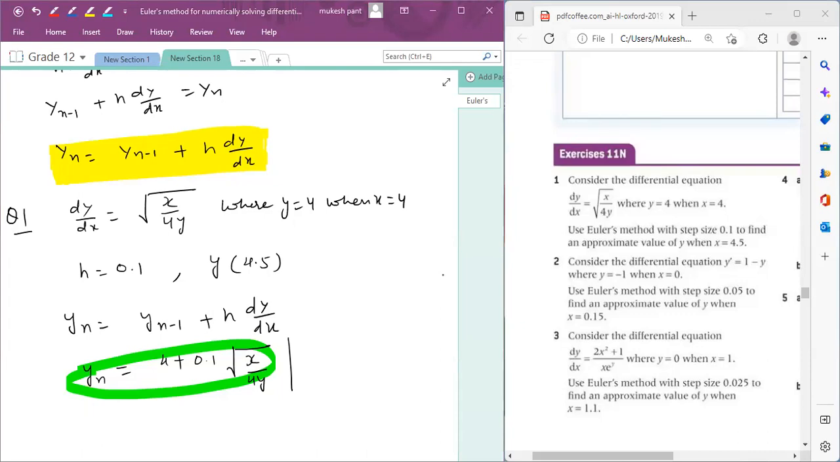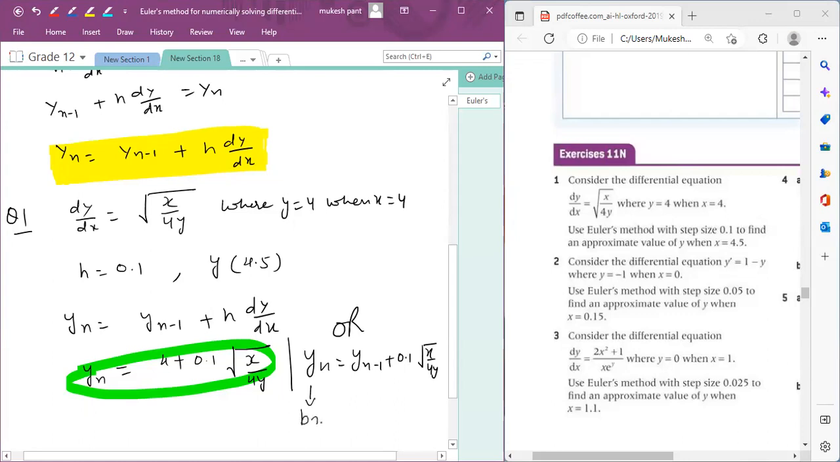Or you can write simply yn equals to yn minus 1 plus 0.1 and derivative is x over 4y, right? You can write this way also. So yn means this is bn plus 1, right? Yn means bn plus 1. Yn minus 1 means we are using bn, right? And for x we are using an, and for y we are using obviously bn. One small correction I would like to do here.